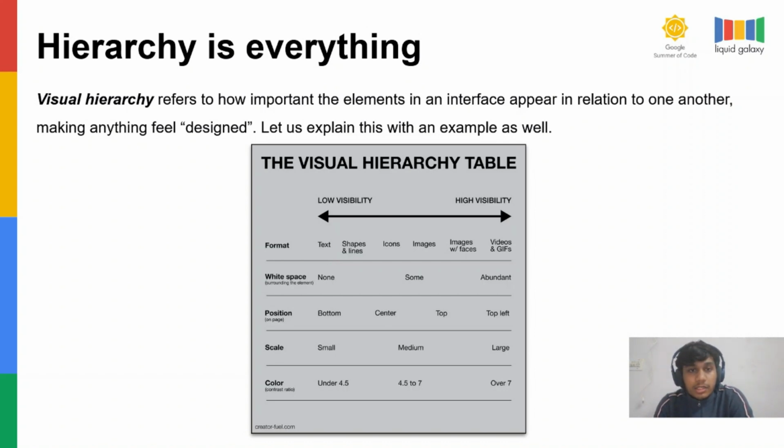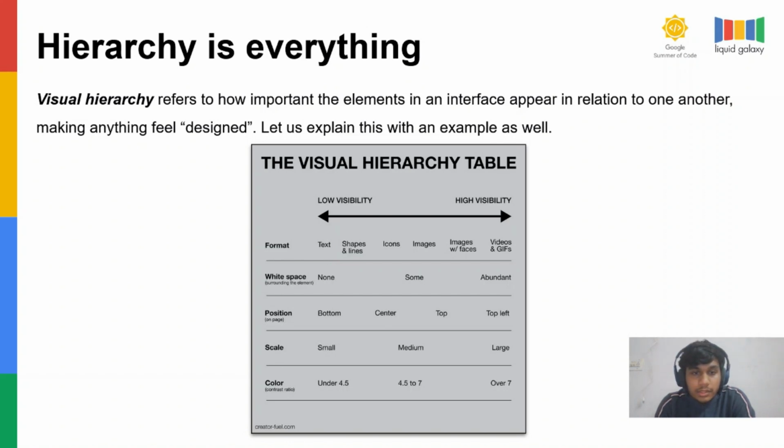But other than that, we can just take a peek inside the visual hierarchy table, where you can basically format your UI according to it to impart the attention from low visibility to high visibility. Basically, we use low visibility to put anything behind the scenes, or rather in the background, while if you want something to be at the front, we make it highly visible.